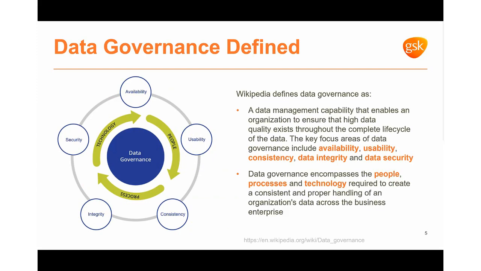So what is data governance? How do we define it? Wikipedia defines data governance as follows. It is a data management capability that allows an organization to ensure that high quality data exists throughout its complete life cycle. There are 5 key areas that we need to focus on to ensure proper data governance exists.